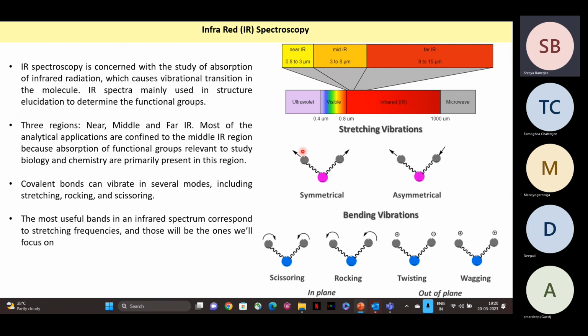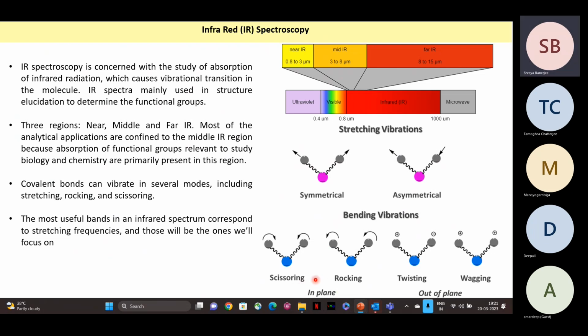So IR spectroscopy detects different kinds of vibrations. Let us look at the different kinds of vibrations possible in a molecule. First is stretching vibration. Suppose this is a molecule like water, H2O. Symmetric stretching is when both the bonds stretch equally outwards, then inwards at the same time. Asymmetric stretching is when one of the bonds stretches outwards and one of them stretches inwards. So it is asymmetric.